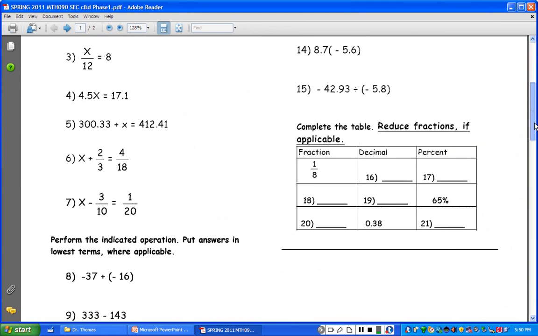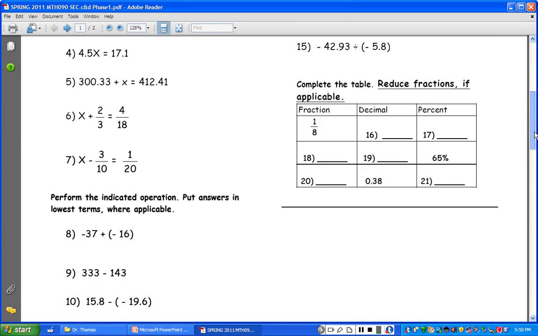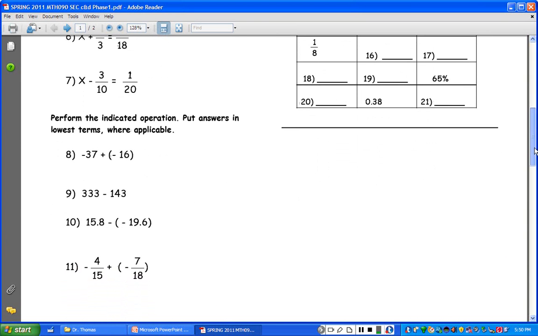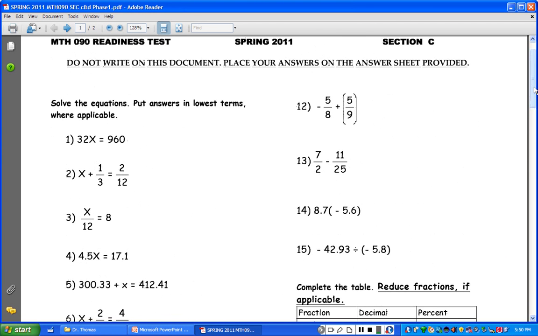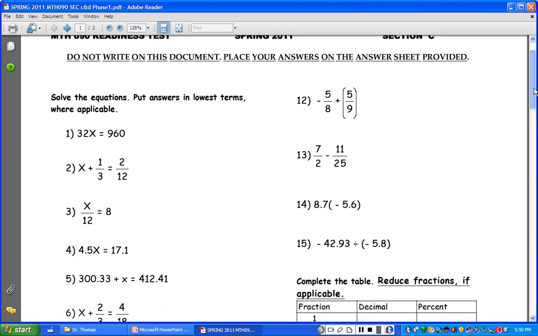Now let's see if they specify. Do they specify? Do we need to round? It says put answers in lowest terms where applicable. So it doesn't say round. So you actually need to keep on going on and on until it terminates.